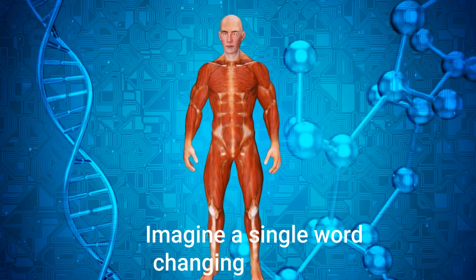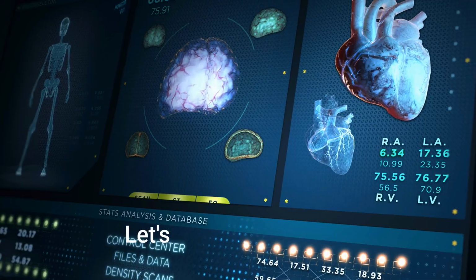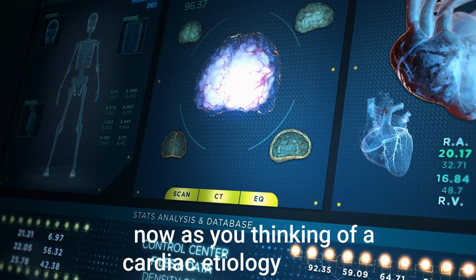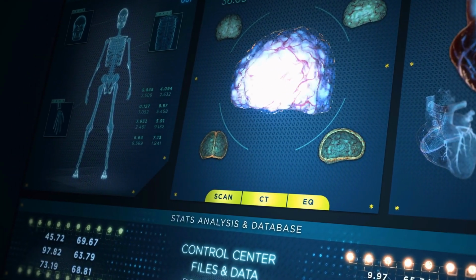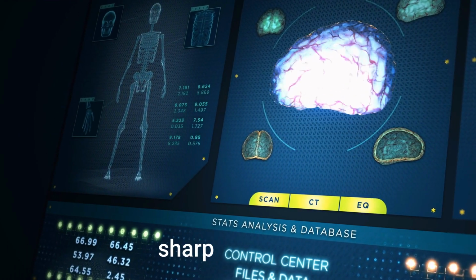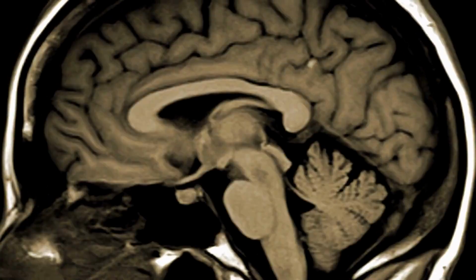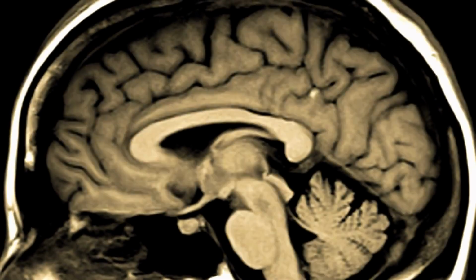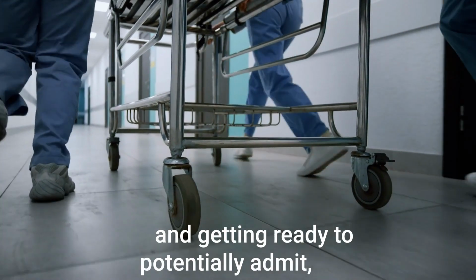Imagine a single word changing your list of differential diagnosis, which happens quite often, by the way. Let's say, for instance, that the location of the pain now has you thinking of a cardiac etiology, instead of a simple musculoskeletal origin or costochondritis. Or this pain is the worst headache of their life, 10 out of 10, and characterized as a sharp thunderclap. Yeah, that is highly suspicious for a brain bleed, not just an exacerbation of their migraine now, friends. So you have changed your plan to order a CTA of the brain, stat, and getting ready to potentially admit.